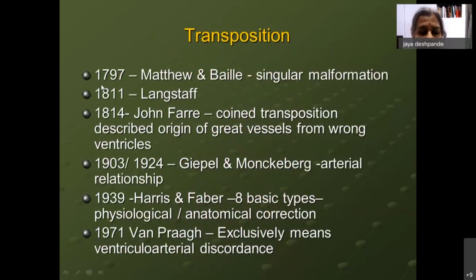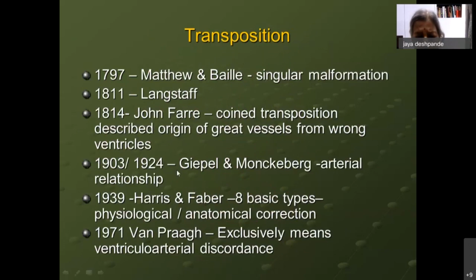Now, way back in 1797, it was first identified by Matthew and Bailey, who called it a singular malformation. In 1811, it was also further described by Langstaff. In 1814, John Farr coined the term transposition and basically described the origin of great vessels from wrong ventricles, which is the basis of transposition.